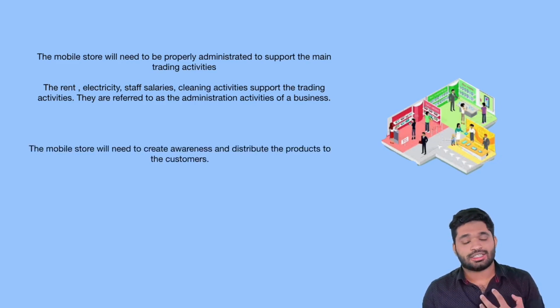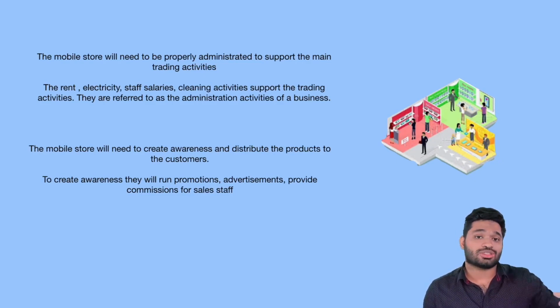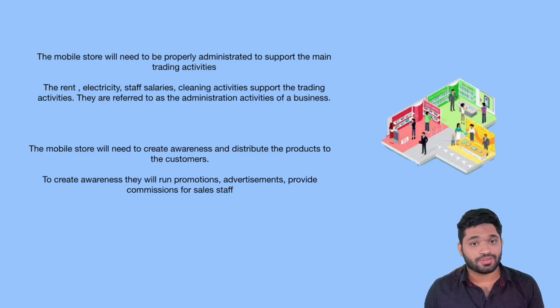Then as an organization, you will have to create social awareness and you will also have to distribute your goods and services to the customers. Now to create social awareness, you will have to run promotions, you will have to run advertisements, and you have to provide commissions to the sales staff to motivate them and to sell more units. So by doing this, you can increase your revenue, and by that means you can increase your trading profit.